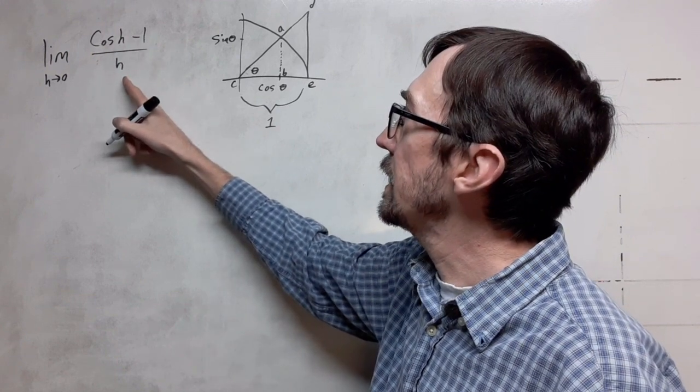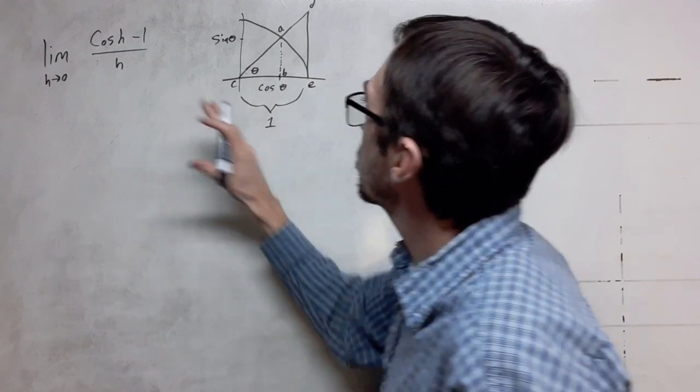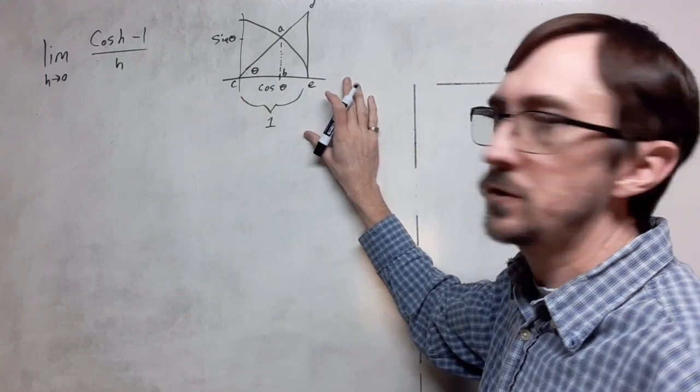Let's see if we can prove that the limit as h approaches 0 of cosine of h minus 1, divided by h, is 0. We're going to start with a little bit of geometry.